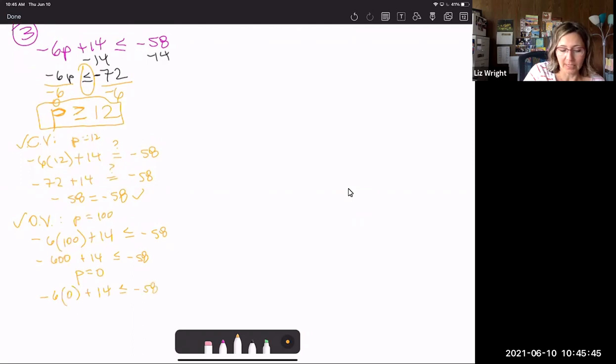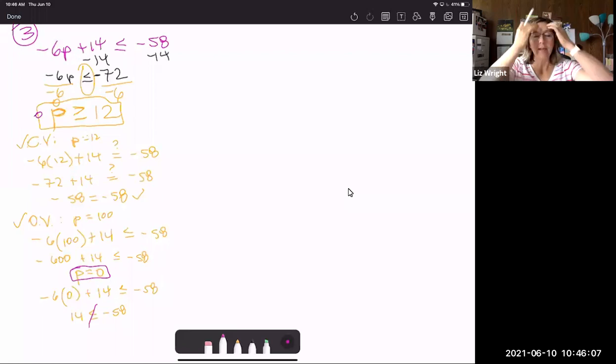And so we would end up getting, negative 6 times 0 is 0. So then we end up getting 14 is less than or equal to negative 58. Is that true? No, that's false, but that's what we predicted, right? Because we knew that when we plugged in 0 up here for your p, is 0 greater than or equal to 12? No. So you kind of have your choice.